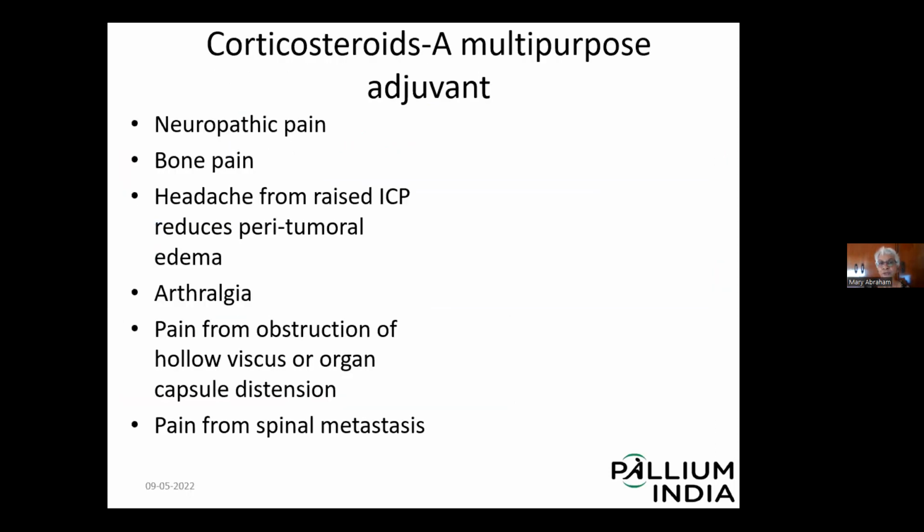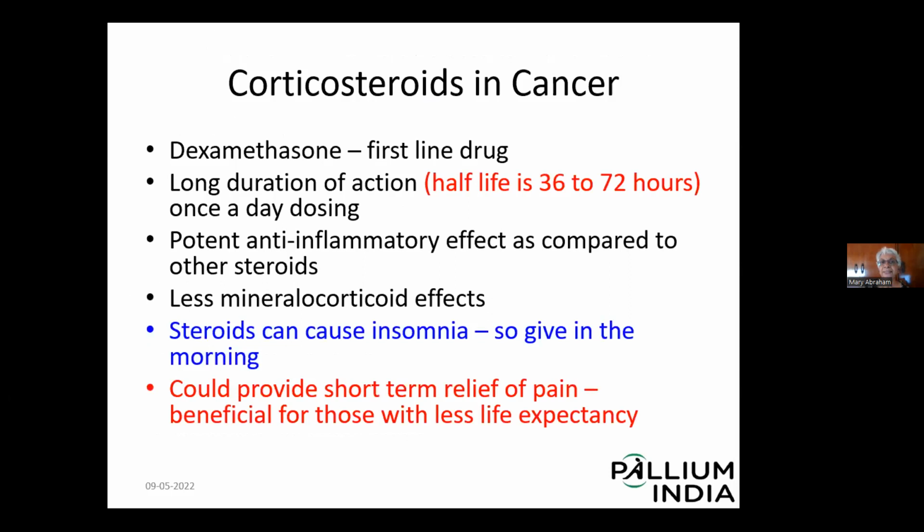Now coming to corticosteroids. Corticosteroid, I said, is a multi-purpose drug. It can be useful in neuropathic pain, bone pain, headache because of intracranial metastasis, arthralgia, pain from bowel obstruction, and also pain from spinal metastasis. And dexamethasone is the most common first-line corticosteroid that we are using.